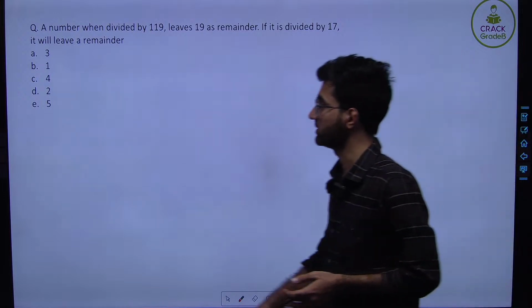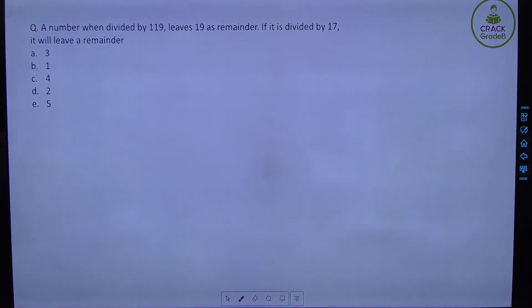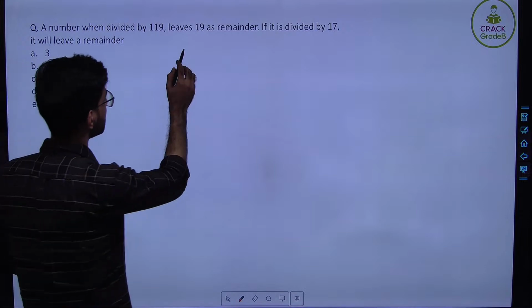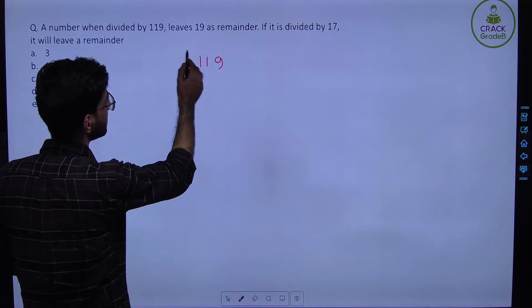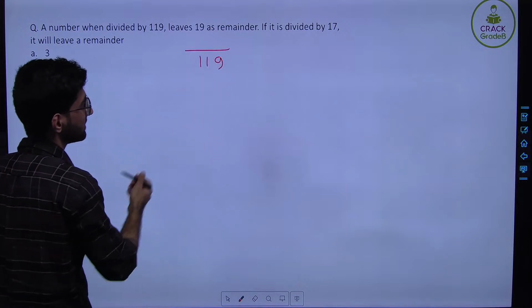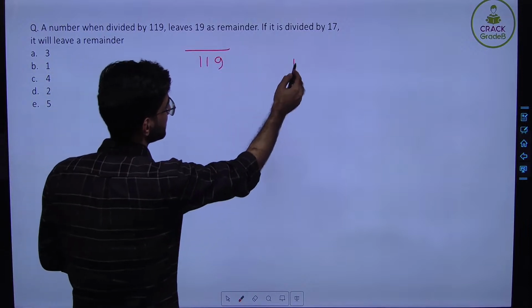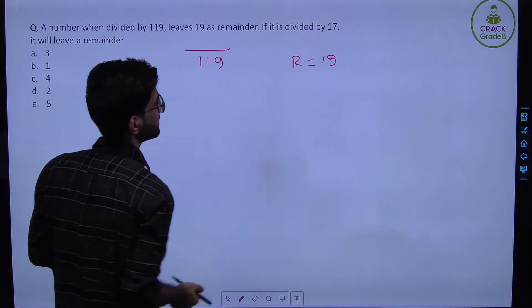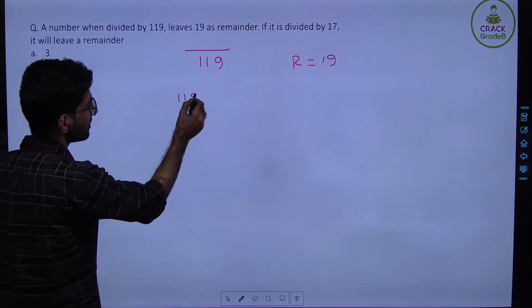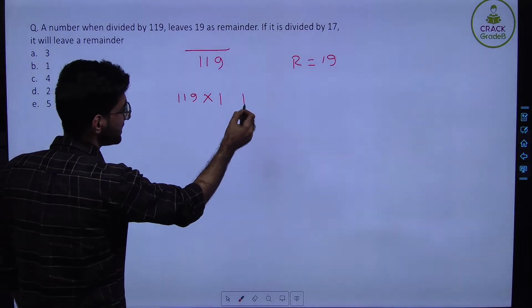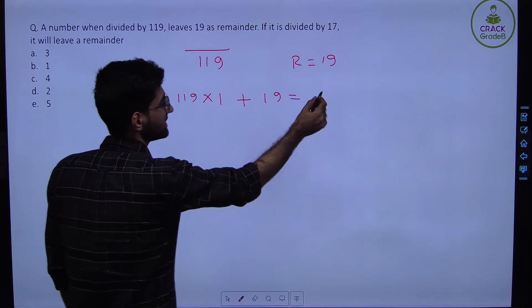Okay, let us start solving this question. It has been given that a number when divided by 119 leaves 19 as remainder, right? Now try to think one thing: if you divide a number by 119 and the remainder is 19, can you say that 119 into 1 plus 19 is that number?